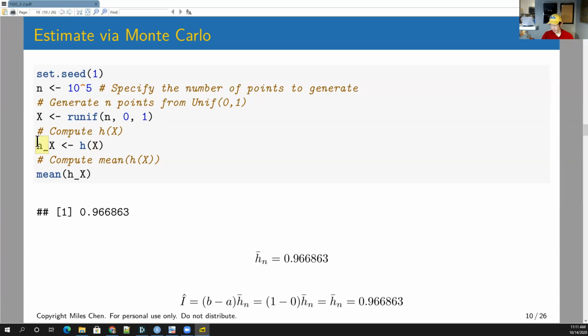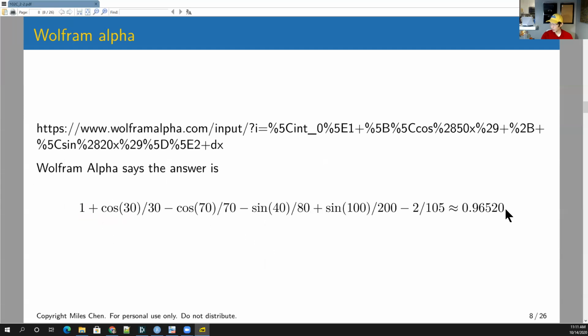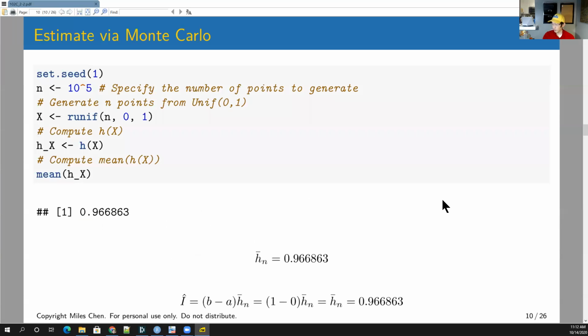And that's going to give me another vector, h underscore x. And then I can just ask, what's the mean of h underscore x? And the value I get is 0.96686, and that's kind of close. The true value is 0.9652, and I'm getting 0.9668. So I'm off by a little bit, by about 2/10 of a percentage point.